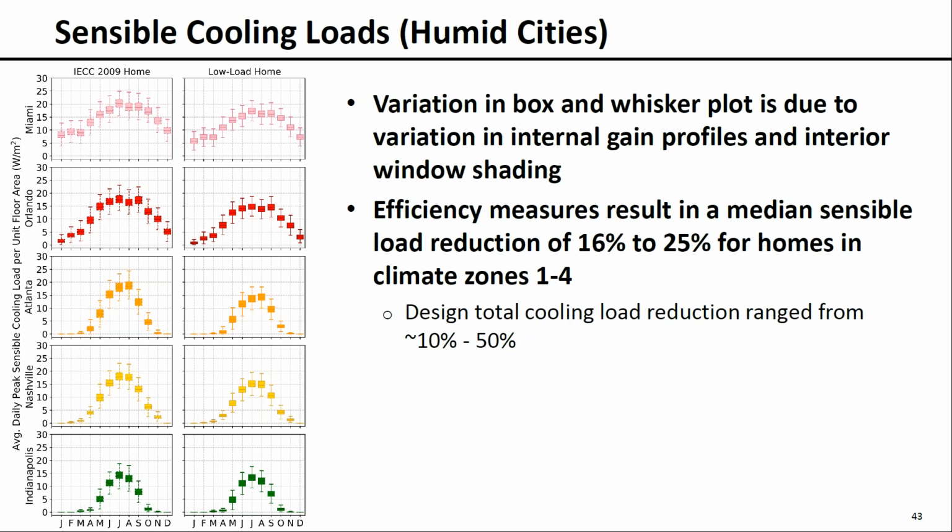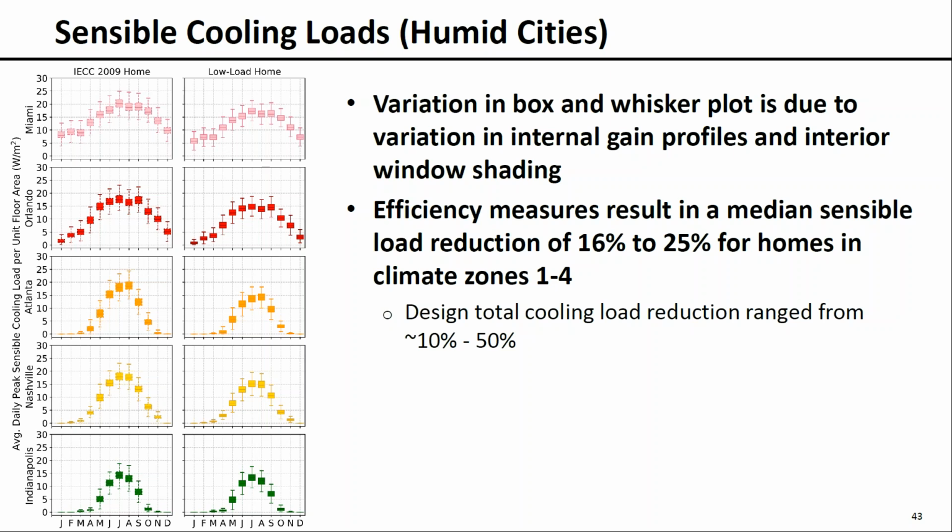Each row in this group of subplots corresponds to the city. At the top, it starts with Miami in climate zone 1 and goes through Orlando, Atlanta, Nashville, and Indianapolis. Here we're focusing on the climate zone 1 through 5 homes located in humid climates. The values being plotted are the average daily peak sensible cooling load. That's taking the peak sensible load for each day of a given month and calculating the mean. The box and whisker variation is due to the 200 GIM profiles that were included in the study.